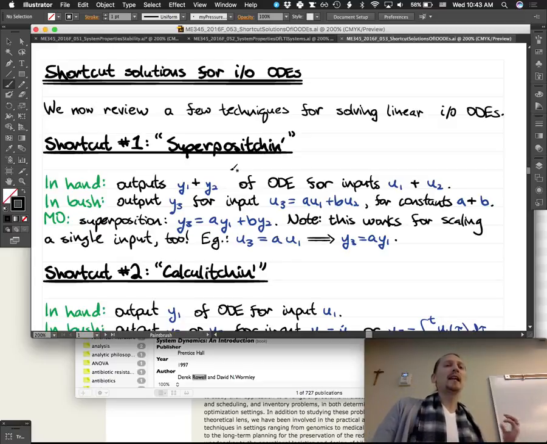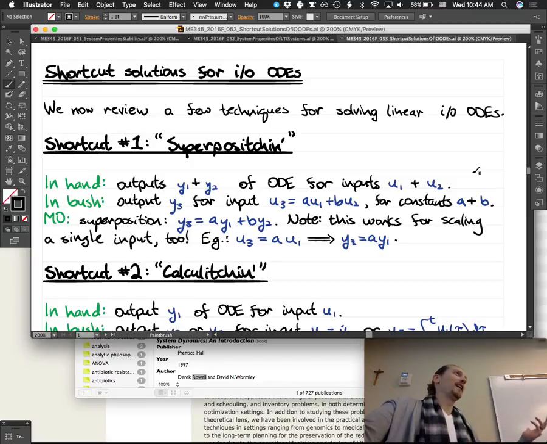So in hand, meaning this is what we've got, right? This is given. We have outputs y1 and y2 of an ODE for inputs u1 and u2, okay? In the bush, meaning, you know the saying, right? So we don't have it, so we need it. The output y3 for input u3 equals a linear combination of those two inputs, for constants a and b.